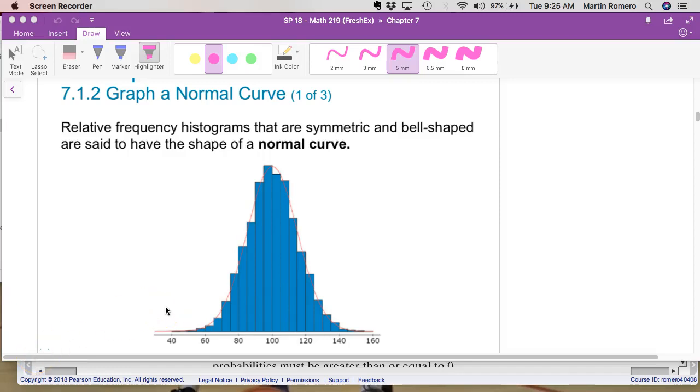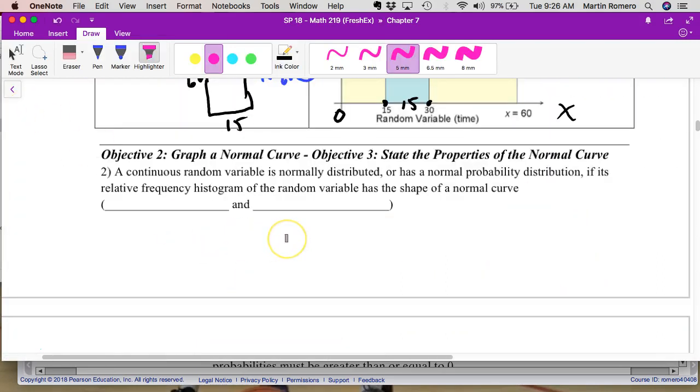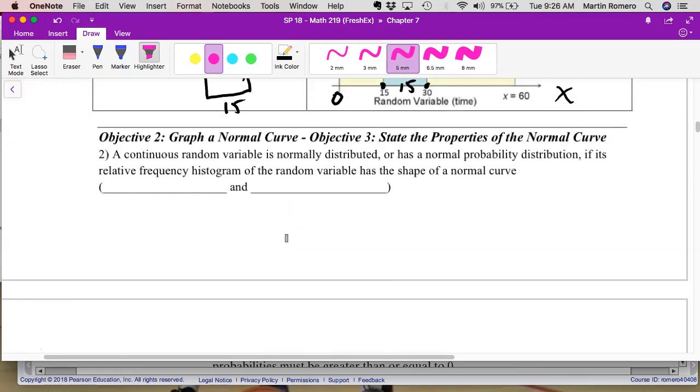This is part two of chapter 7.1 lecture. So your note sheets, have them out, and we'll continue on where we left off. We're at the bottom of page one.